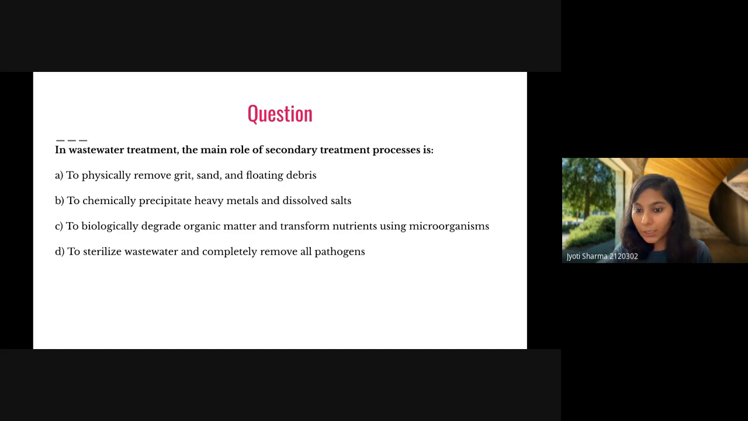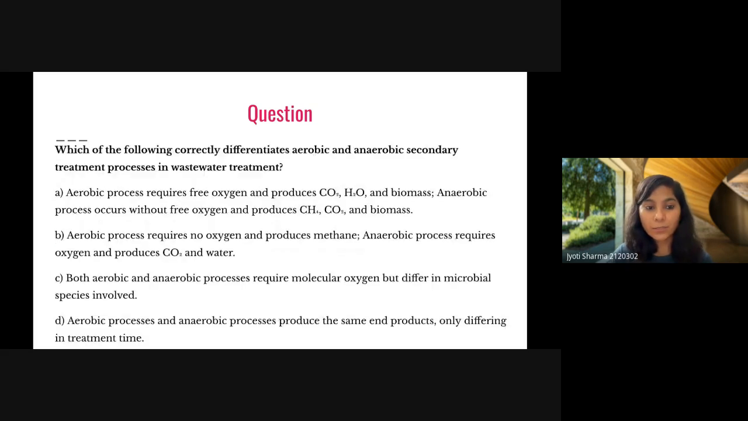You all gave me answer C, and yes, answer C is right, because answer A is all about the primary treatment. Answer B is about primary treatment and the tertiary treatment. Answer C is about the secondary treatment. And to sterilize wastewater and completely remove all pathogens is part of tertiary treatment. So C is the right answer.